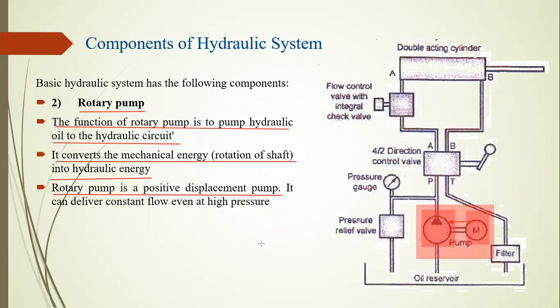So we can carry more and more load in our actuation process or final process. It is necessary to always use a positive displacement pump because there is no slip and most of the liquid is transferred from suction to discharge. So we use a positive displacement pump. It can deliver constant flow even at high pressure. Another advantage is that the positive displacement pump gives a constant flow at high pressure.